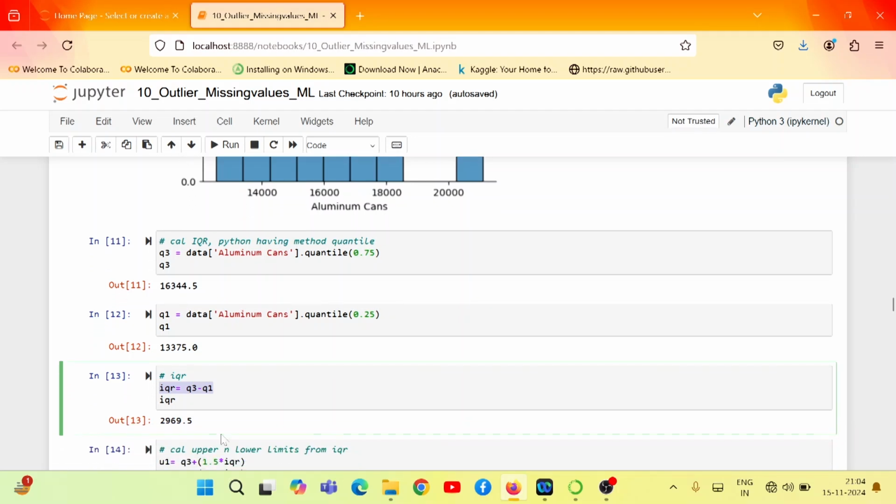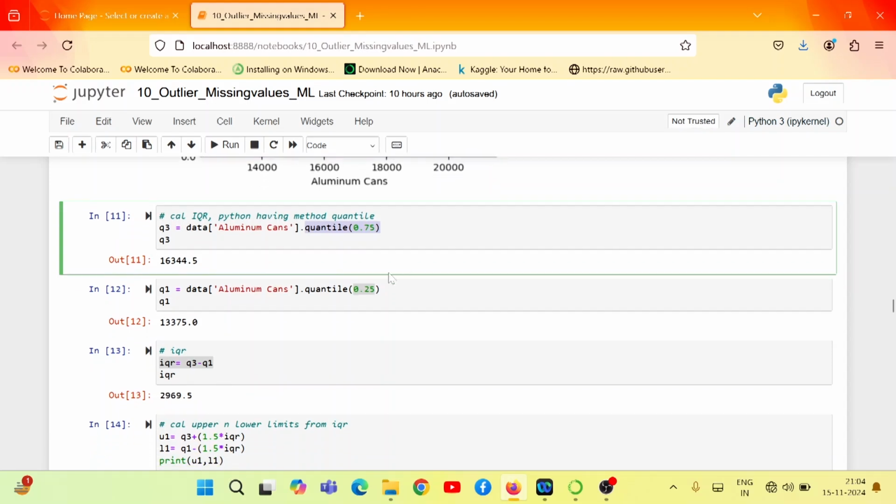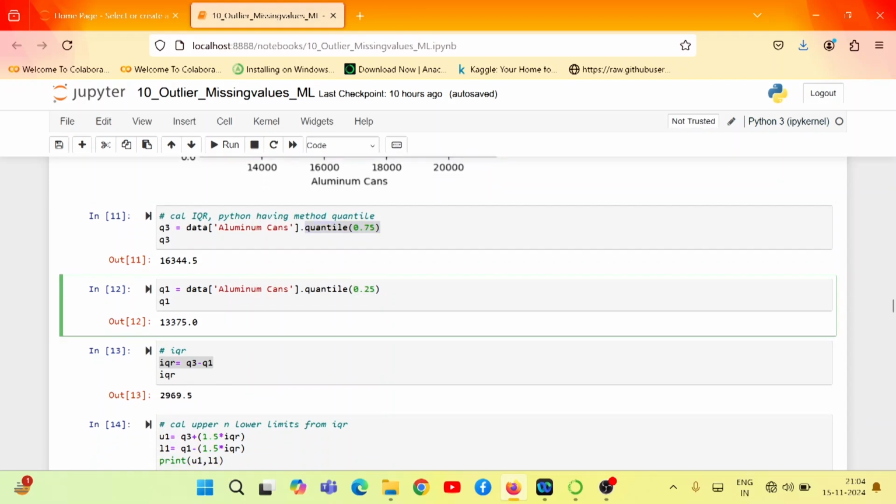Python offers a method called quantile to calculate the quantile value in percentage. We have to pass this percentage value as a parameter to the quantile method. If you want to calculate the third quartile, the 75th percentile, then we have to pass 0.75 as the parameter. Similarly, to calculate the first quartile, we pass 0.25 as a parameter to this quantile method.